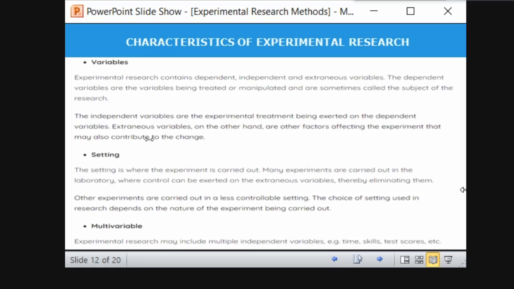What do you mean by multivariable? Multivariable means there will be more than one variable, right? As I already told you in the definition of experimental research, there may be more than one independent variable and one dependent variable. So experimental research may include multiple independent variables, like time, skills, test scores, etc. For example, your age is an independent variable, your gender is an independent variable, right? So these are the various independent variables. When we come to the statistical and other methods of research, we will see the variables in detail.